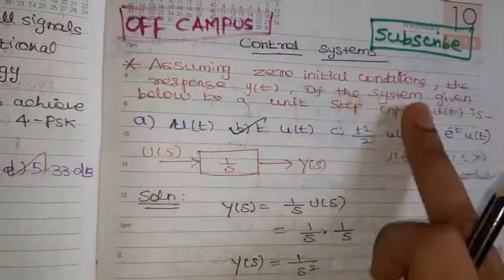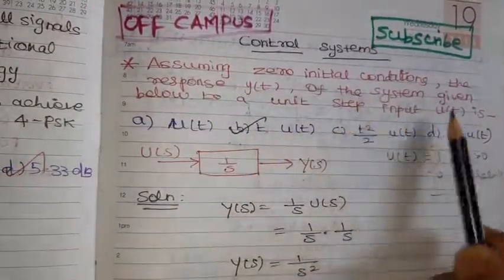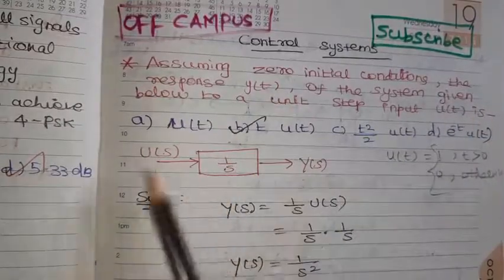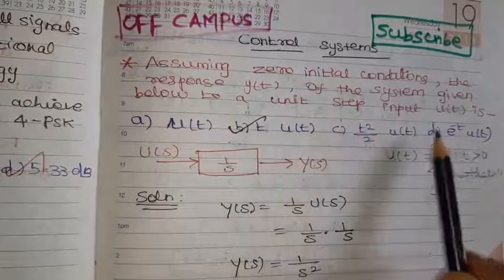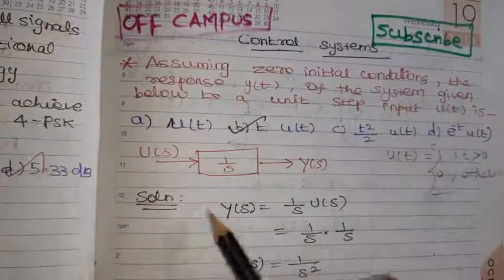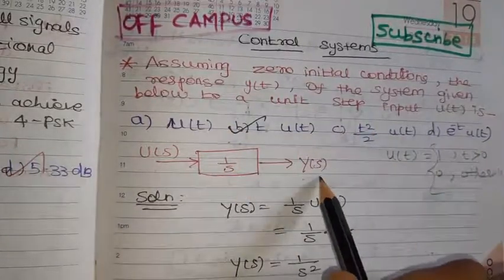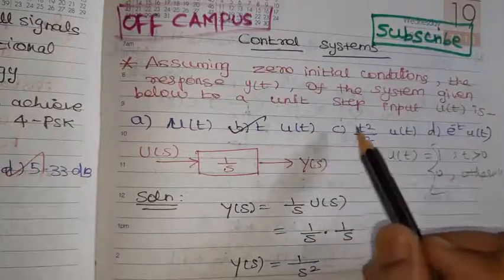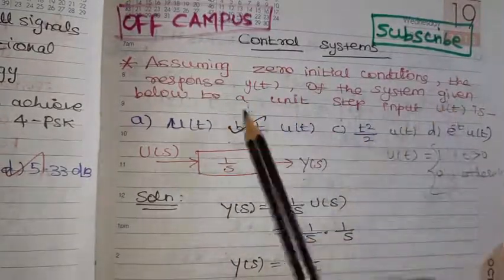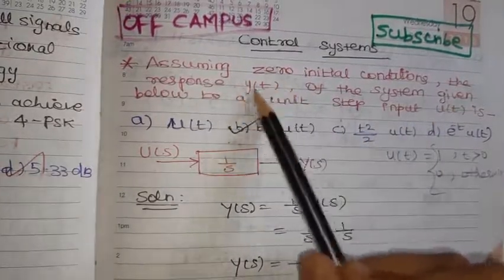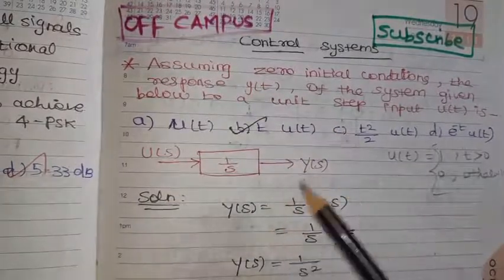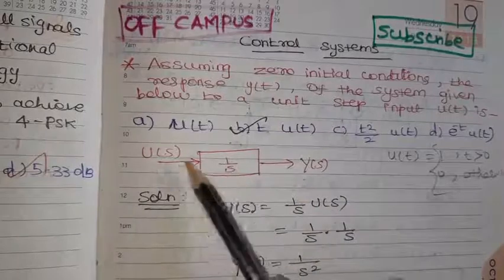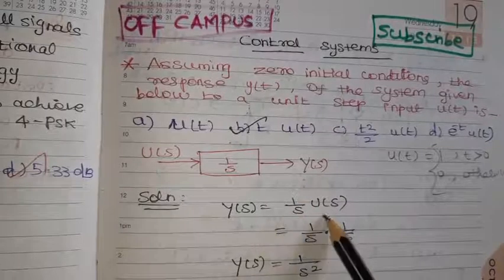Assuming zero initial conditions, find the response y of t of the system given below. See the block diagram. To a unit step input u of t, the response is given. We need to find out the response y of t. So Y of s is nothing but the multiplication, 1 by s into U of s.